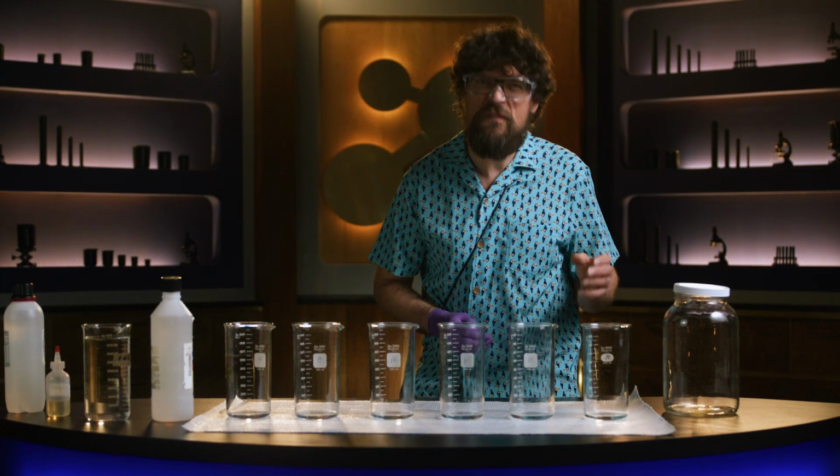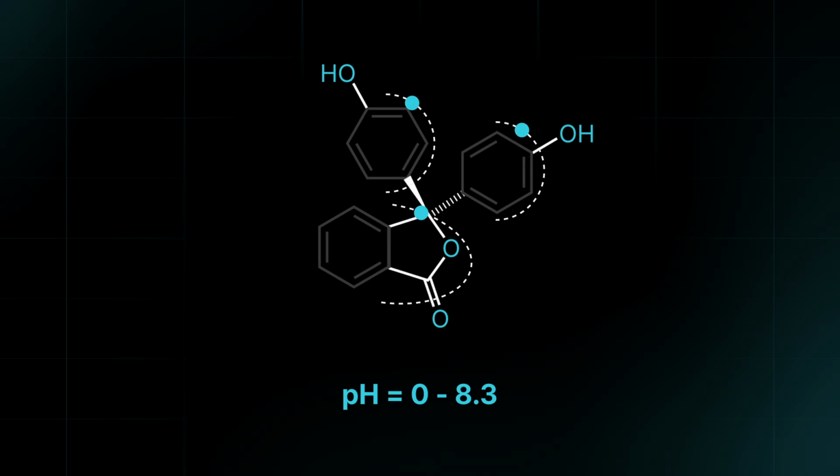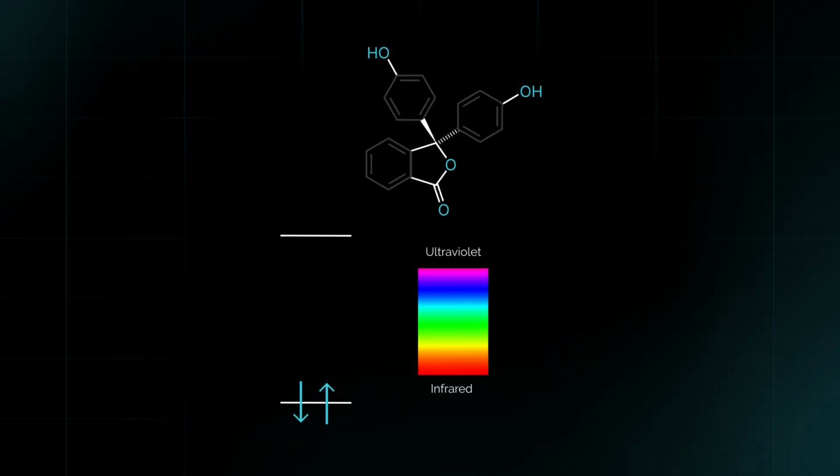Let's take phenolphthalein as an example. In its acidic form, it's colorless. Why? Because the molecule has lots of localized electrons confined to smaller areas. A smaller area means a higher energy gap, so it absorbs light outside of the visible range.